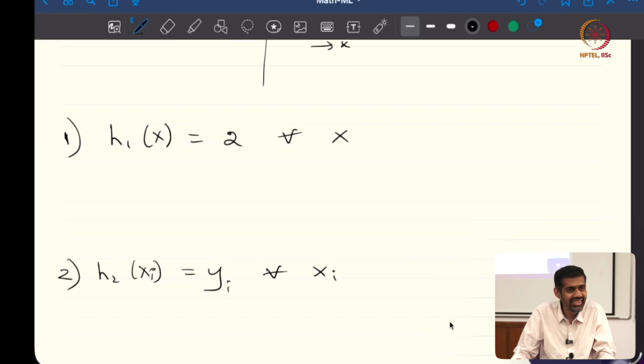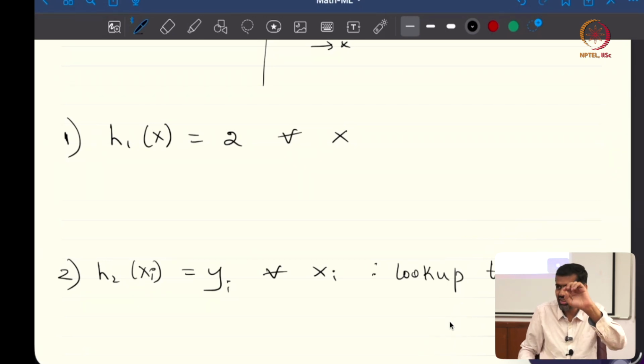What is it, by the way, this H2? Yeah, it's called a lookup table. Simply a lookup table, right? I mean, you are given 10 data points, remember all those data points perfectly.